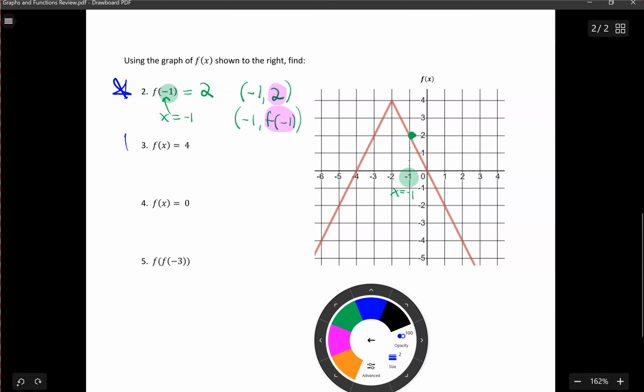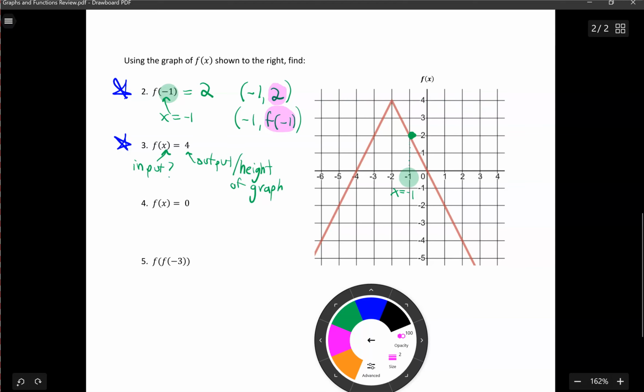Okay, now what about this next question? What is question 3 asking us? Well, in this one, we know the output. We know the output is +4. It's asking us what would we have to input into this function to create an output of 4. And remember, the output is the height of the graph, right? So let's go locate the height being 4. So here's where the height is 4.